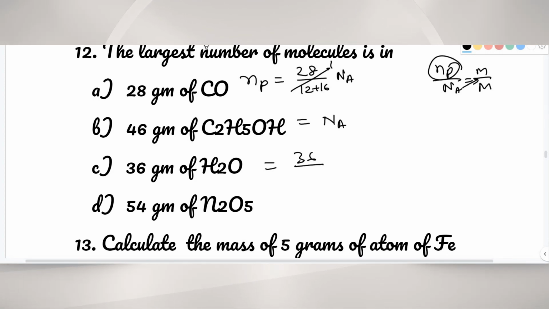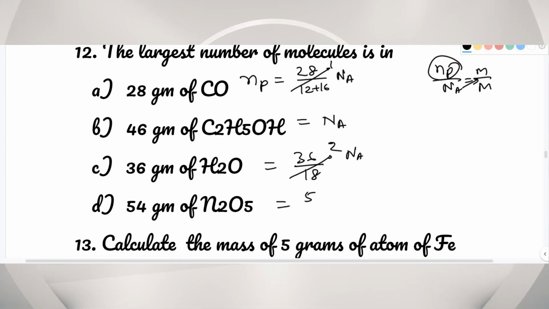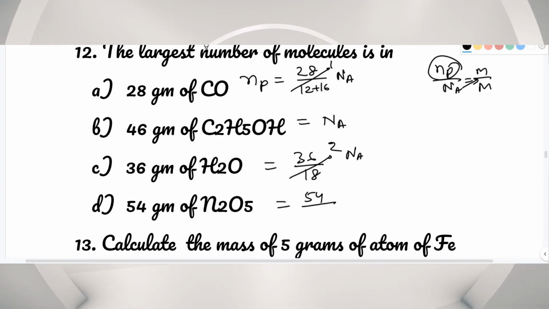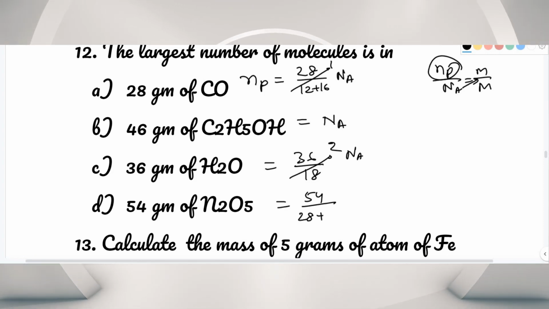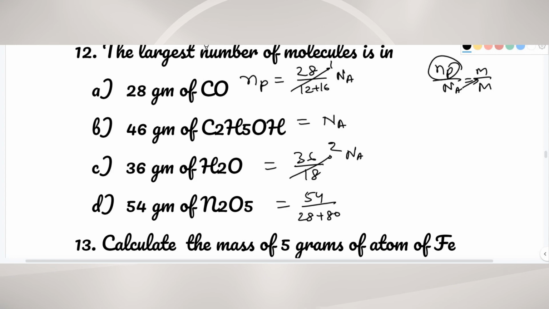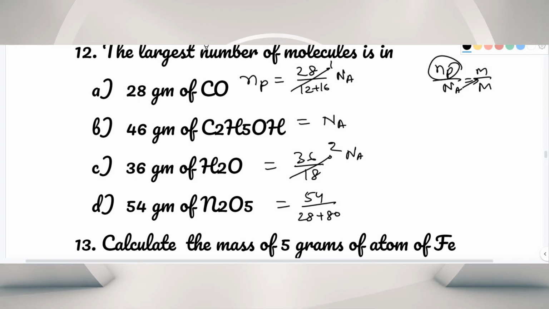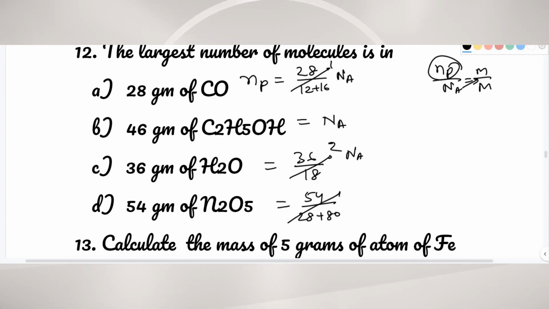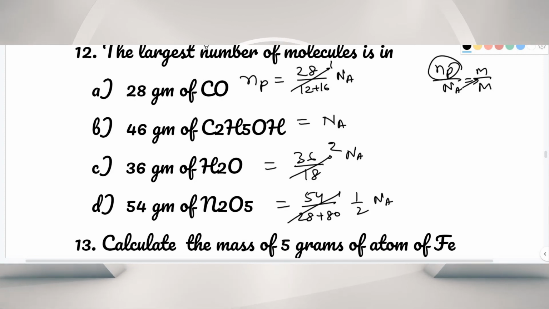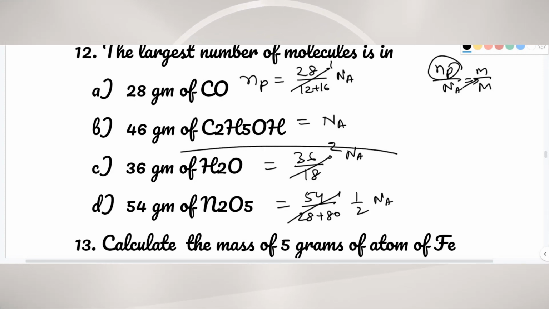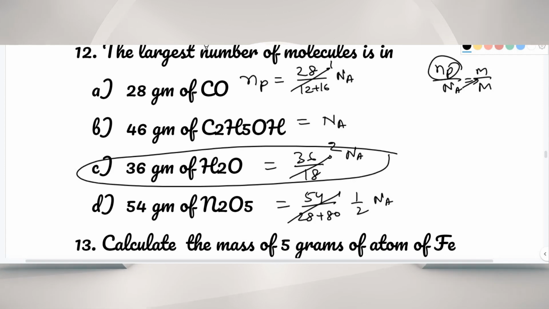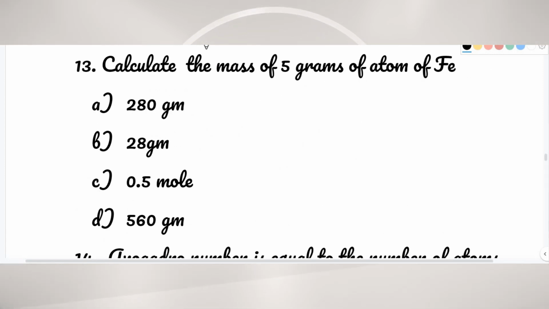This one is 36 over 2 plus 16, 18. Oh, it's a double Na. Wow. And the last one, 54 by 2 times 14 plus 5 times 16, that's 108. This is a half of Na. So which has got the largest? Largest number of molecules is of 36 grams of water, H2O.